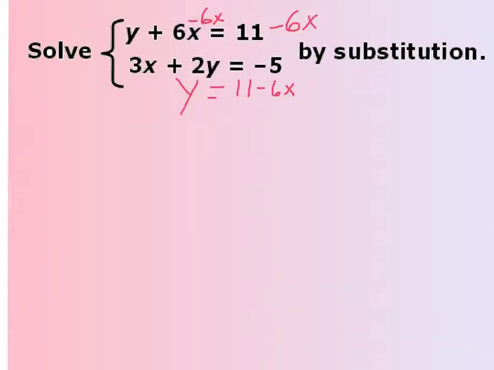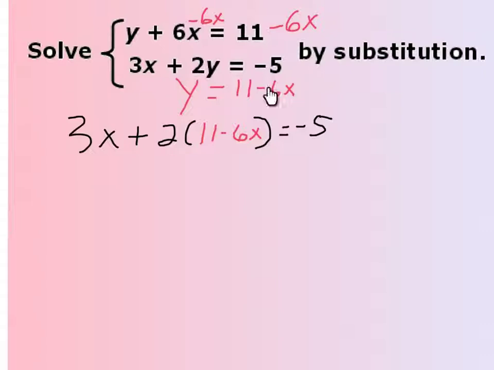In red is what it looks like now. So y equals 11 minus 6x. Now I know what y equals, so I'm going to take my second equation and substitute in this red value here for y. Here's what that will look like. Notice that this red value is in the same spot where y was. So 2 multiplied to y is going to be 2 multiplied to this parentheses.